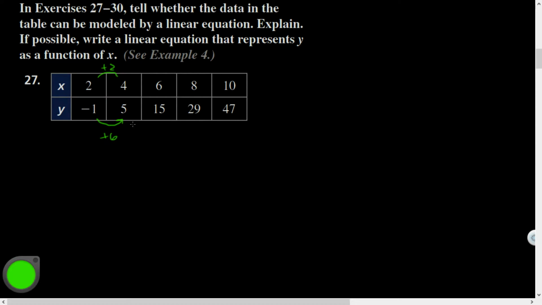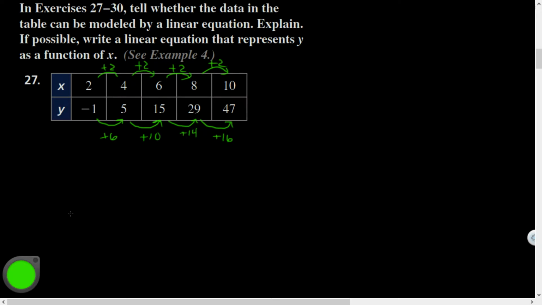Let's see if that pattern continues. 5 to 15, that's, well, plus 10. Uh-oh. And 4 to 6 is plus 2. So, guys, it just got steeper. This is not linear. 15 to 29, that's plus 14. Uh-oh. And this is plus 2. It just got steeper again. Oh, my goodness. And 29 to 47, that looks like plus 16. Guys, this is not linear. This is not linear. All hands on deck.